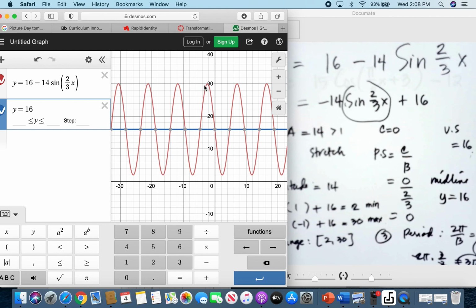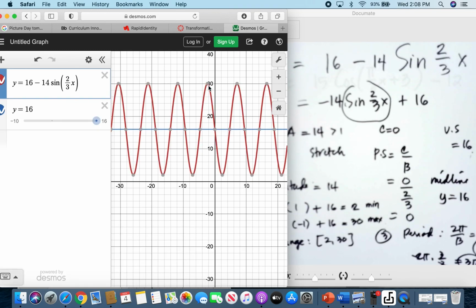That means also that from this point up to the highest peak is 14 units. As you can see, our maximum is at 30 and our minimum is at 2. If you add 30 plus 2 divided by 2, you will get 16. And then from this point, you count 16 to 30, and that will be 14. And that gives us the amplitude of the graph.